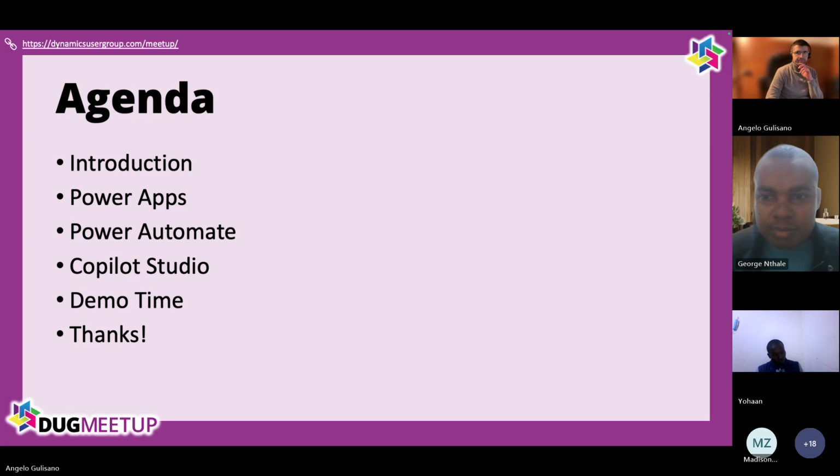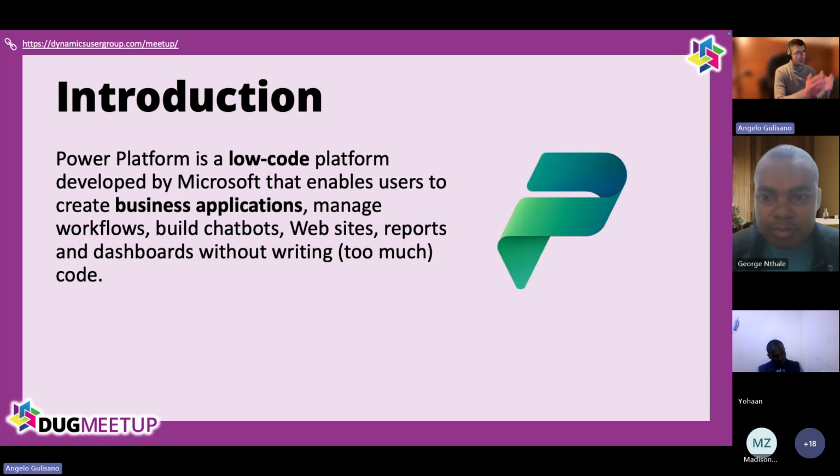The first part is the introduction to Power Platform. As everybody knows, Power Platform is a low-code platform developed by Microsoft that allows us to create business applications and manage processes. We can build chatbots. There are a lot of tools that we can use in Power Platform to do something around business applications. And the goal is that you can do everything without writing too much code.